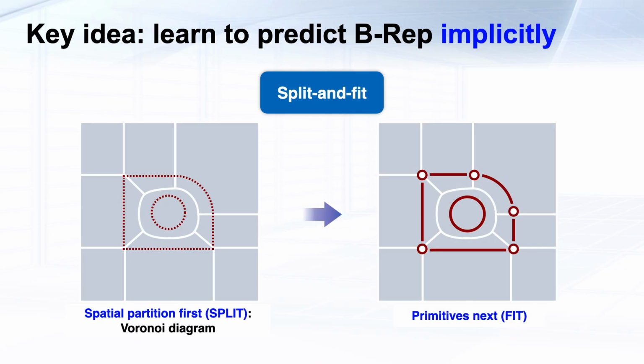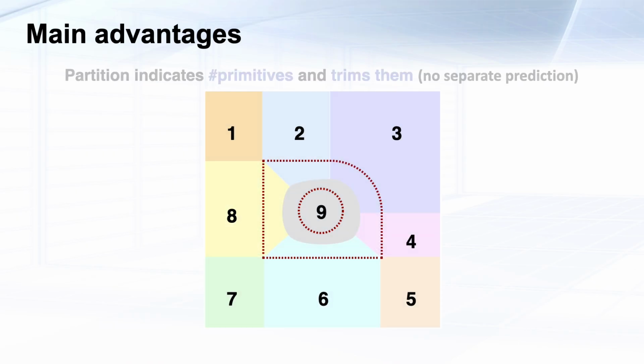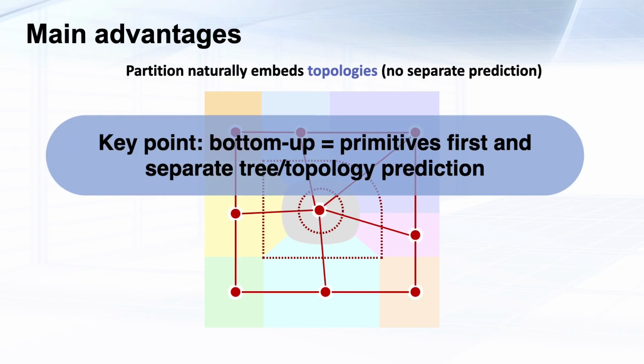Why is that a good idea? By the way, the Voronoi diagram is the only thing that we predict. The first good thing is that it's unique. Given a B-rep, there's a unique Voronoi diagram, unlike CSG, where there are infinitely many ground truth solutions. Second, after you get the Voronoi partition, you already know how many primitives there are. That's the number of partitions, or number of cells. And you also have the connectivity, which is given naturally by the Voronoi diagram. So there's no separate topology prediction.